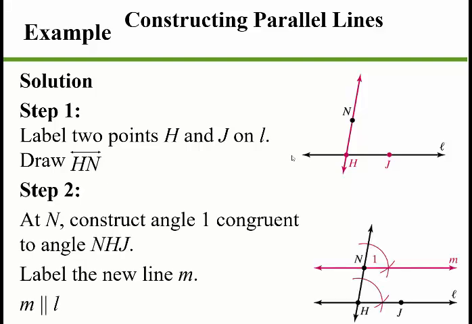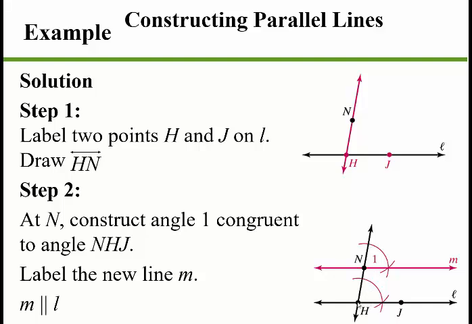All right, the next thing you're going to do, and I'll walk you through all this, is at point N you're going to construct angle 1 that corresponds to this angle right here, NHJ. That's why I had labeled the points H and J. So I want this interior angle here to be equal to this one. All right, so here's how you do it.